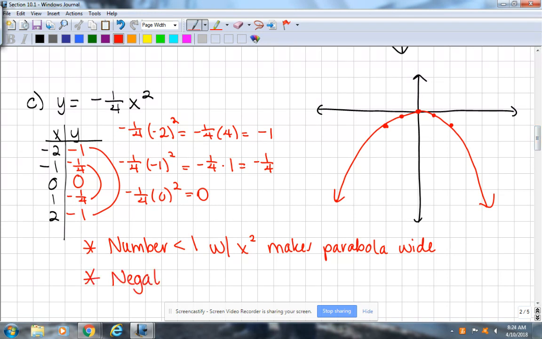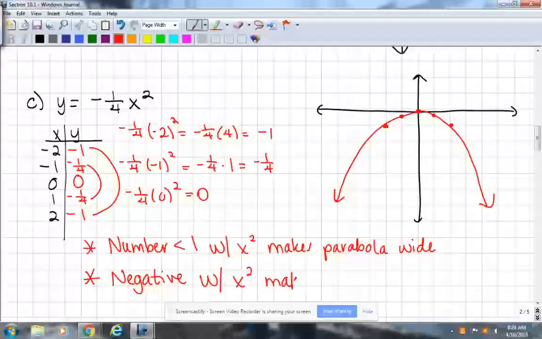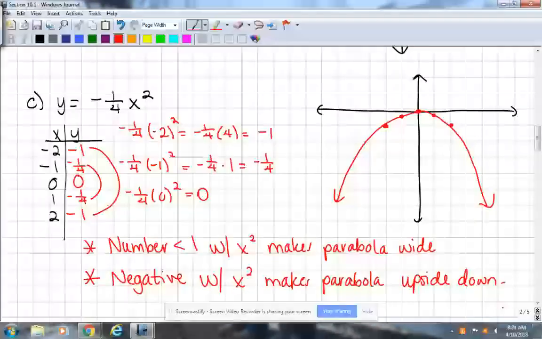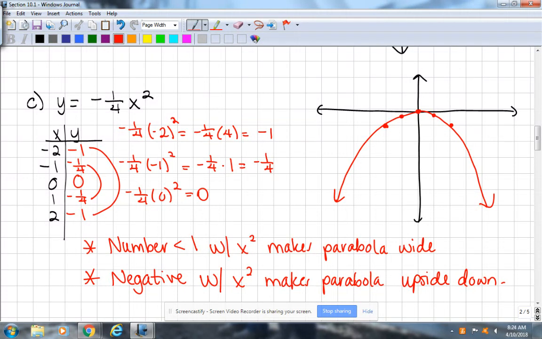A negative sign with the x squared makes the parabola upside down. So anytime you see a negative in front of your x squared, you're going to have an upside down parabola. If it's positive, it's going to be a U shape like regular. If it's negative with the x squared, it's going to make it upside down.